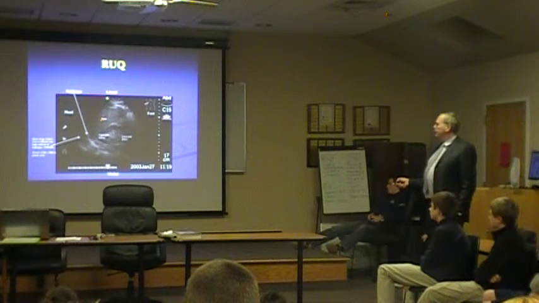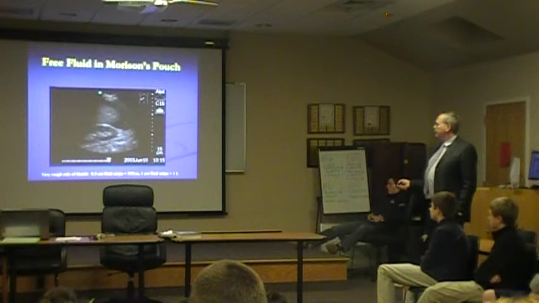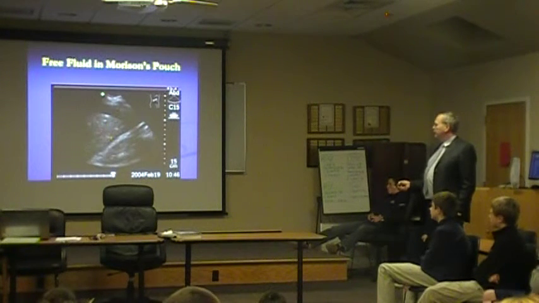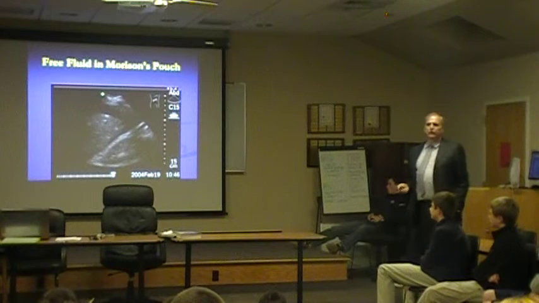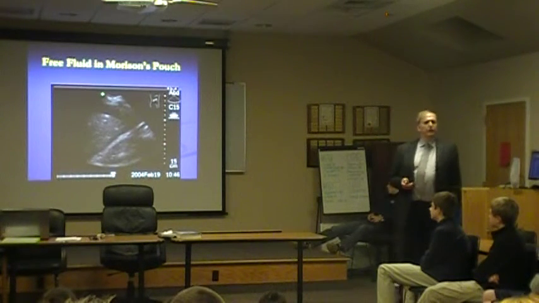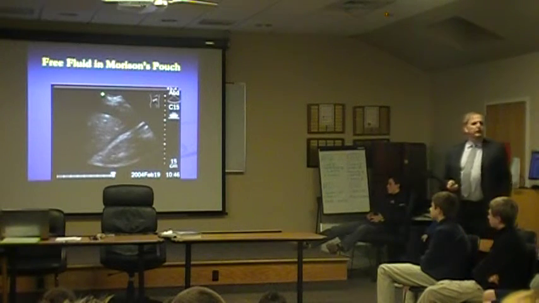Here's what the liver and kidney look like on the right side. Here's some fluid, so that's probably blood from trauma. Here's some fluid between the liver and the kidney, so that's what we're looking for. So if you have someone who's hypotensive and has blood in their abdomen, they go to the operating room, because that's all you need to know.